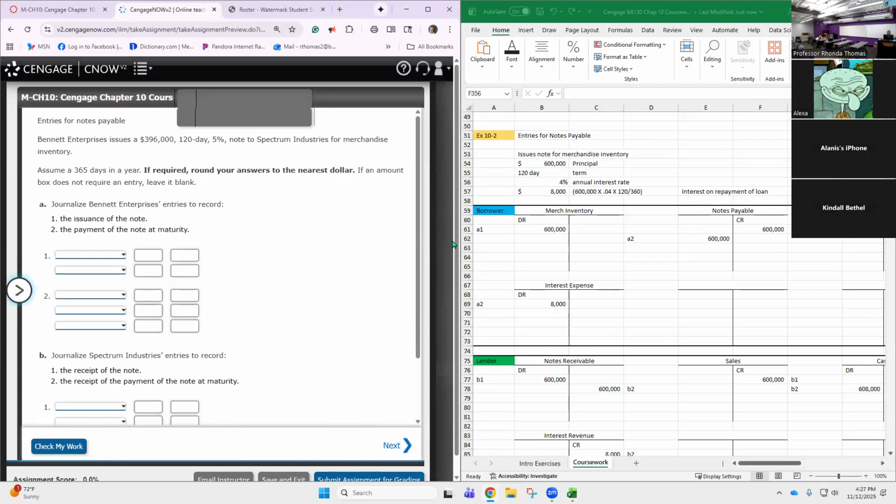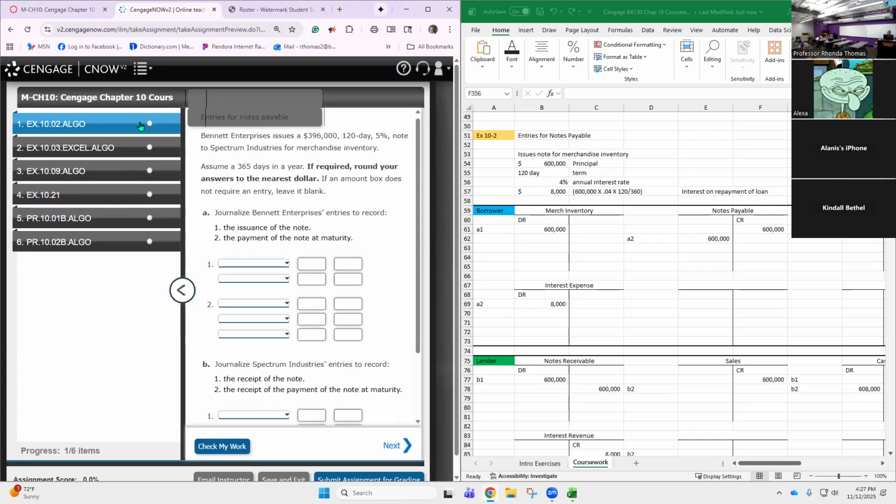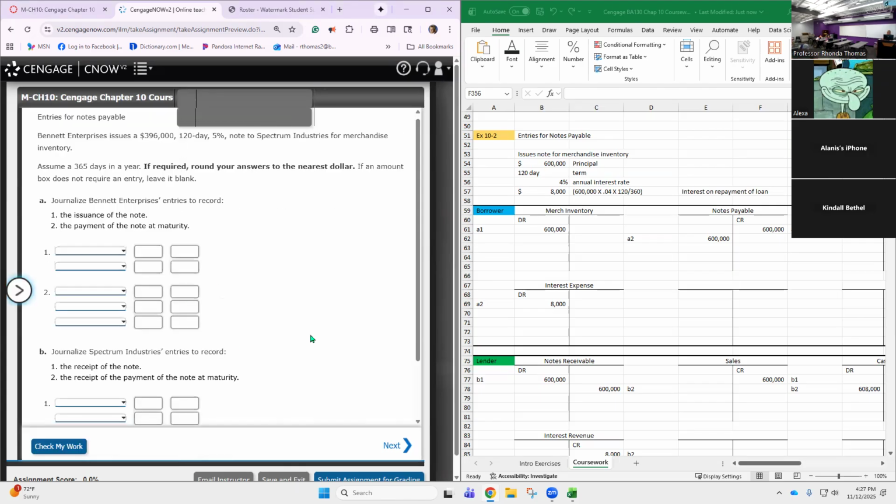All right, so this is going to be an entries for a note payable. Okay, notes payable, and this is an algorithm problem. 1021 will have the same numbers, but all the rest of these are algorithms. So I wish they wouldn't have made so many with algorithms, because it just seems like we can't work with the same numbers. Okay, when you're looking at a note, there's three things you need to know about a note.